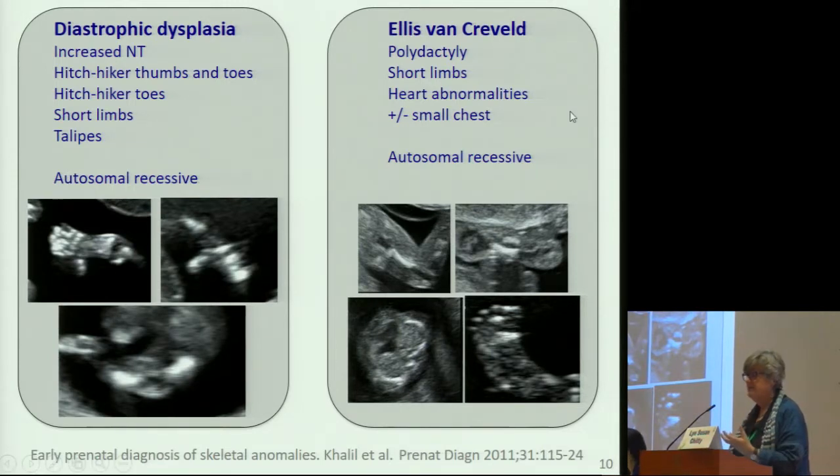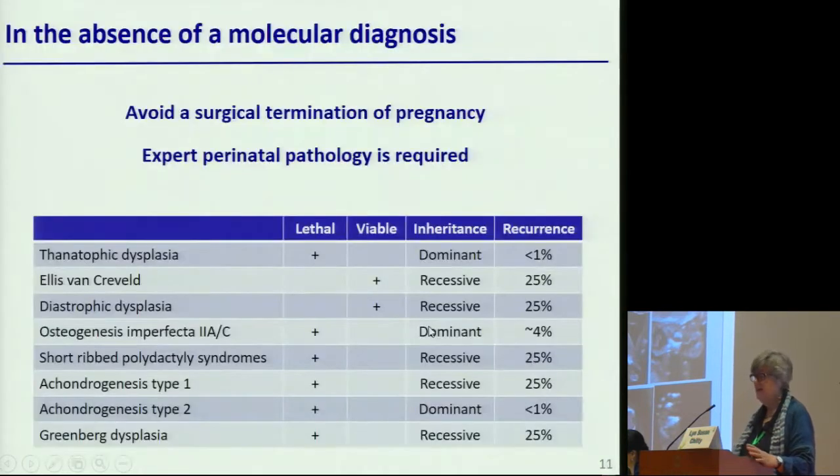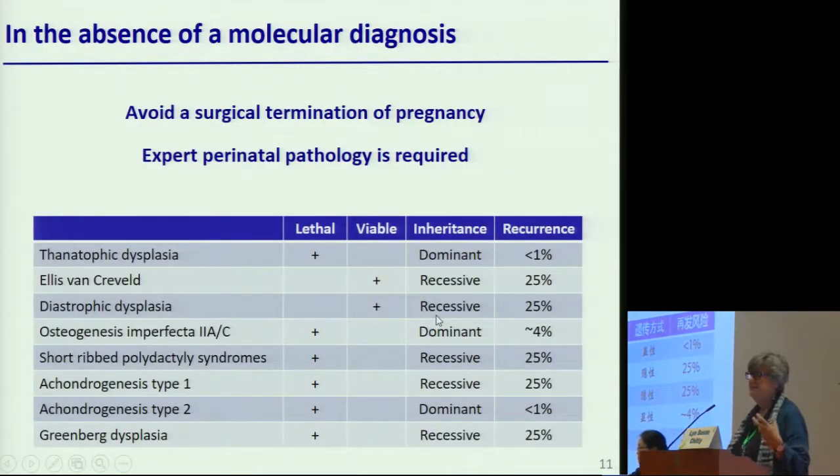Another condition which can present again in the first trimester, which is viable, as is diastrophic dysplasia, is Ellis-van Creveld. This has polydactyly in here. You can see the polydactyly of the toes here with short limbs, and how the skin sort of outgrows the limbs. This is a good sign of a skeletal dysplasia. So that's the femur, and here's the tibia and fibula here. And these babies often have heart abnormalities, in particular AV canal defects, and you can see that here. Again, that's recessive.